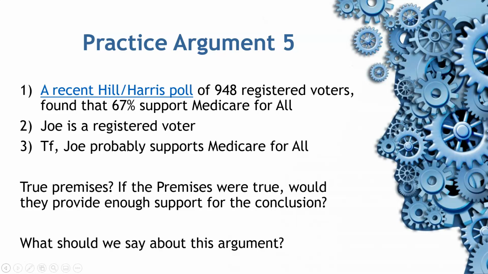So he's more than 50% likely to support Medicare for all, or it's more than 50% likely that he would say that he supports Medicare for all, would be another way to say this. So what do we say about this argument? It has true premises, and if the premises were true, they would provide enough support for the conclusion. In other words, they would make the conclusion more likely than not. So we say this argument is a good argument.